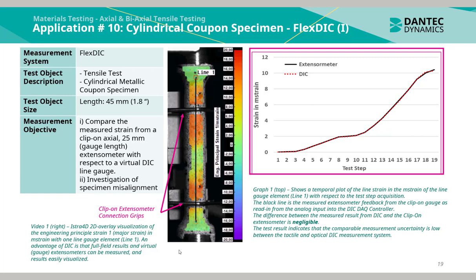Graph 1 shown to the top shows a temporal plot of the line strain in millistrain of the line gauge element line 1 with respect to the test step acquisition. The black line is a measured x in centimeter feedback from the clip-on gauge as read in from the analog input into the DIC digital image acquisition controller. The difference between the measured result from the digital image correlation measurement and the clip-on x in centimeter is negligible. The test result indicates that the comparable measurement uncertainty is low between the tactile and optical DIC measurement system.